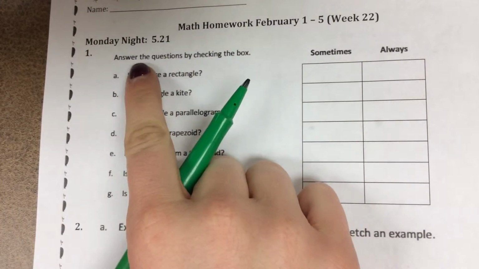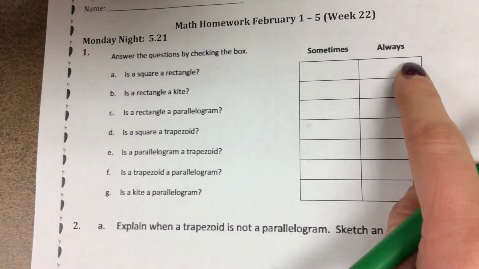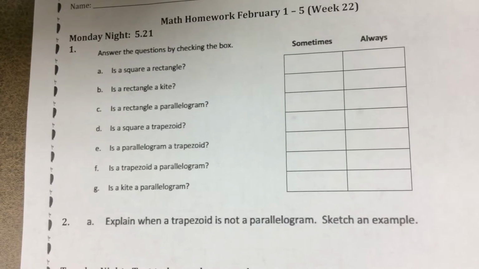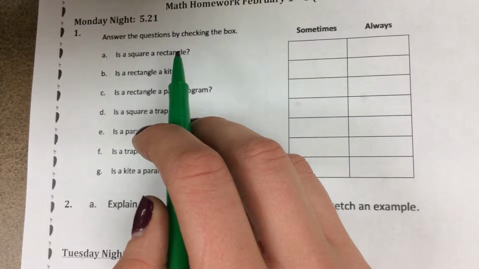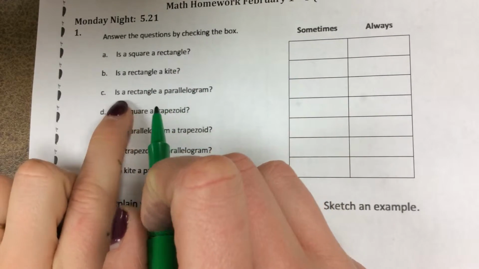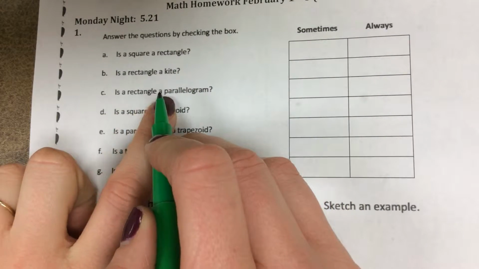Monday, we're supposed to just answer these questions by checking either sometimes or always about these statements. So let's do a couple of them together. A, is a square a rectangle? Actually, let's do C. Is a rectangle a parallelogram?